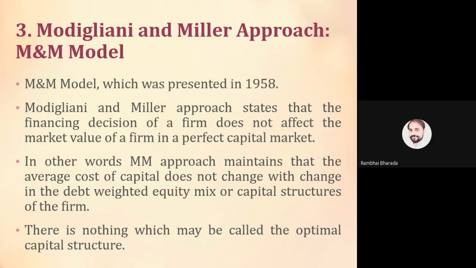The average cost of capital does not change with a change in the debt or equity mix or capital structure of the firm. What is said? If the company changes the debt proportion, changes the equity proportion, uses more debt, anything the company changes in its capital structure does not change the overall cost of capital. So the overall cost of capital remains the same, whether the company uses more debt, less debt, more equity, or less equity. Are you clear about this condition?